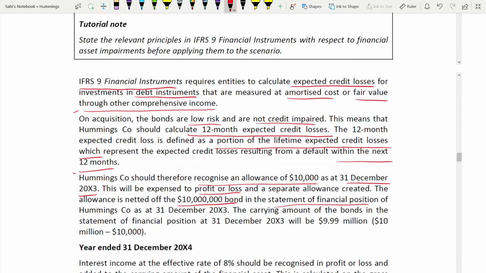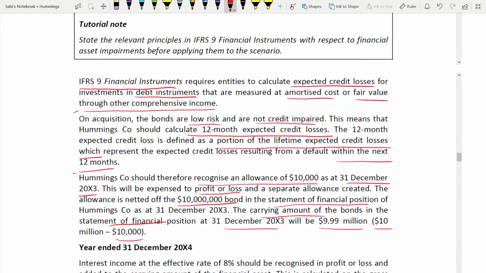Okay, so now find the carrying amount. Carrying amount of the bond is simply 10 million minus 10,000. So it will be 9.99 million in the statement of financial position at 31st December 2003. Write the date and write the place, whether it is statement of financial position or statement of profit and loss. Carrying amount of the bond goes in the statement of financial position. The expense really, the 10,000 goes to profit and loss.